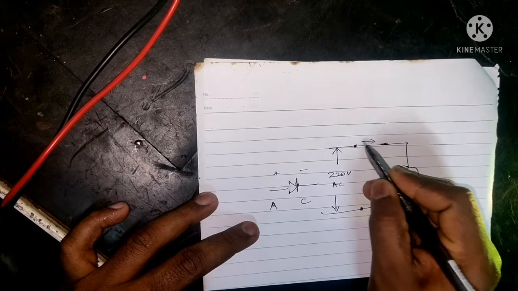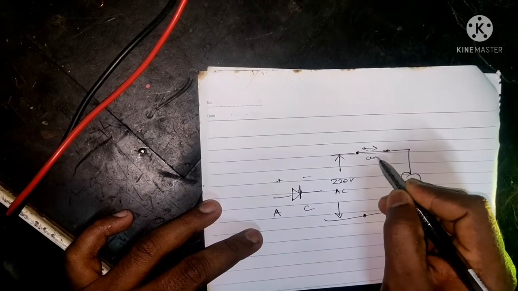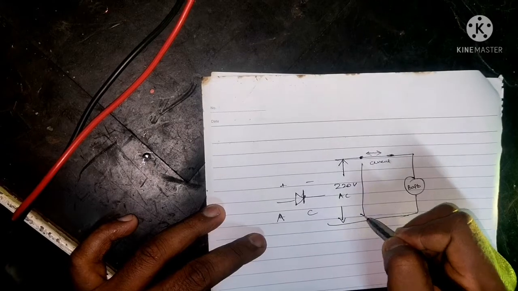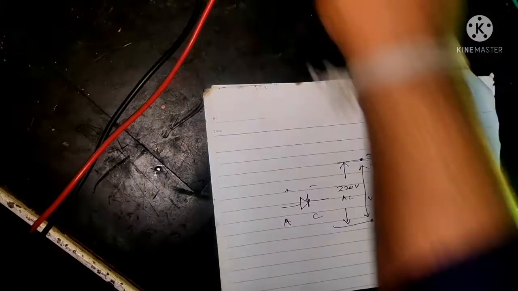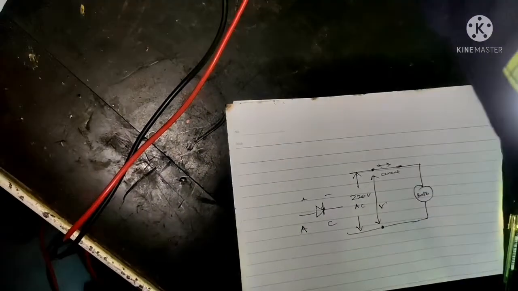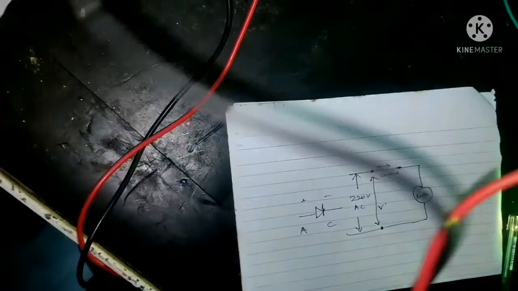And for checking the current, you have to check on the same line, on a single line. For voltage, you have to check across both terminals, and for checking the current, you have to check on the same line. So this is how you need to check.